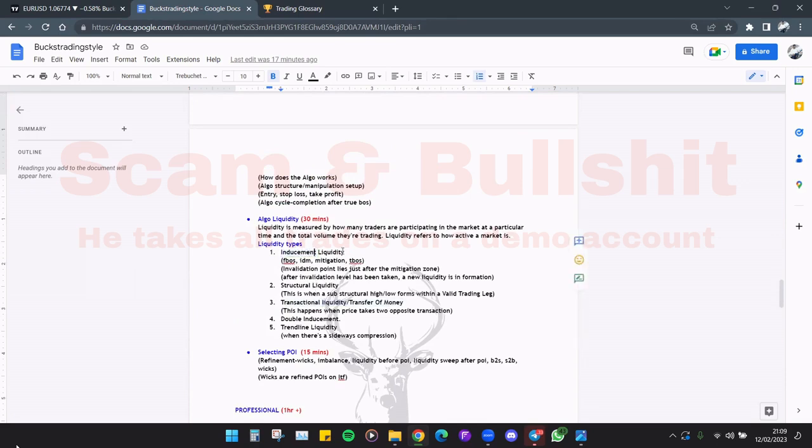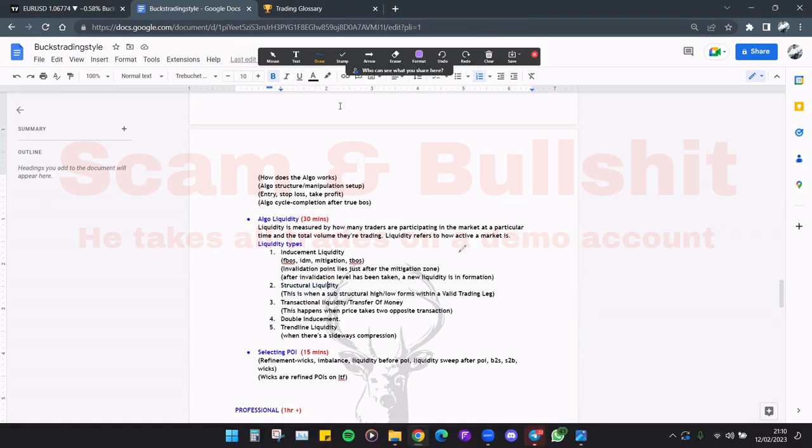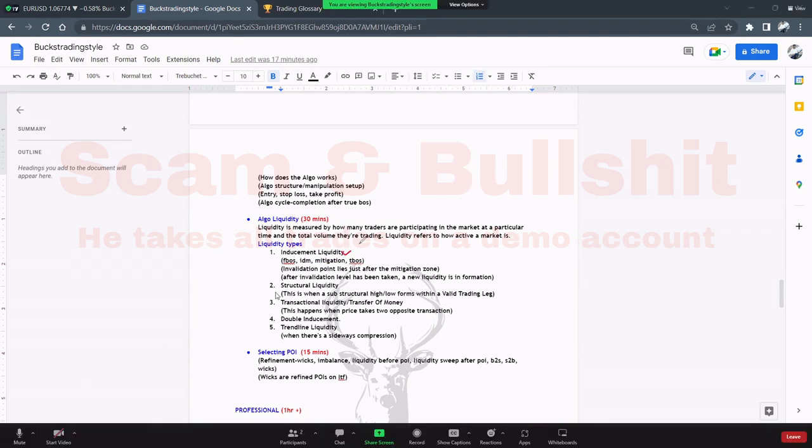For the inducement liquidity, give me 10 examples of inducement liquidity, with all of the markups: the fake BOS, the inducement, mitigation, true break of structure, okay? Then for the structural liquidity, give me five. So you give me 10 ILQ, 5 SLQ, 5 TLQ.